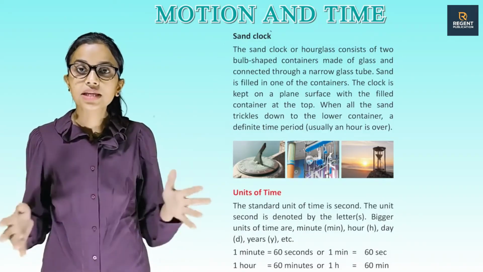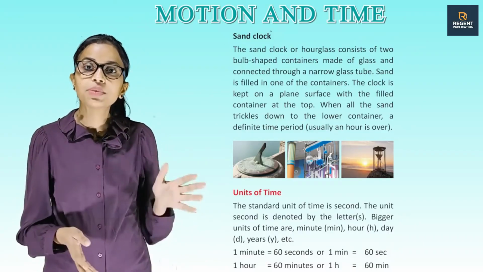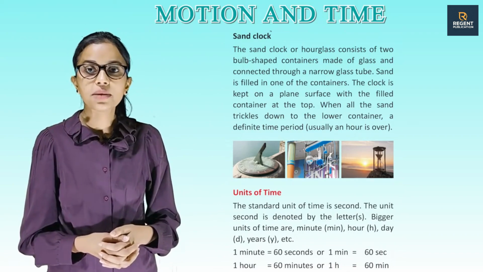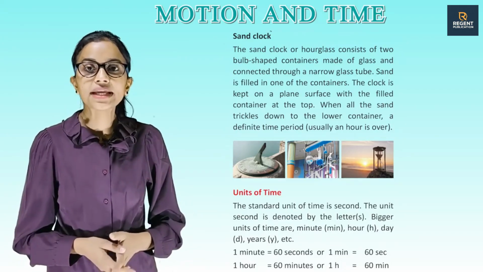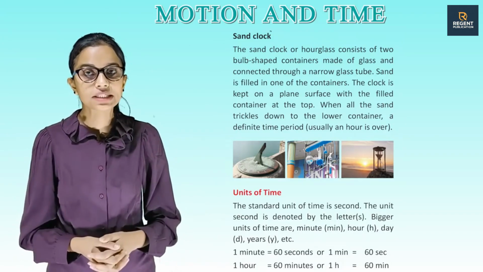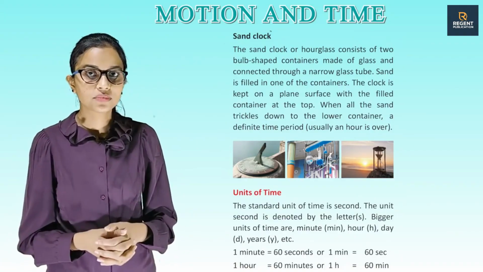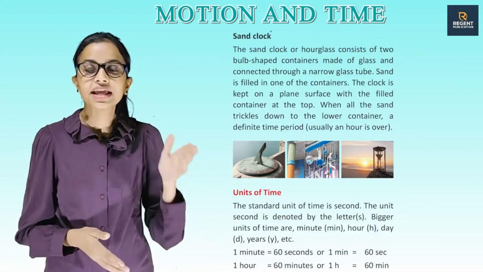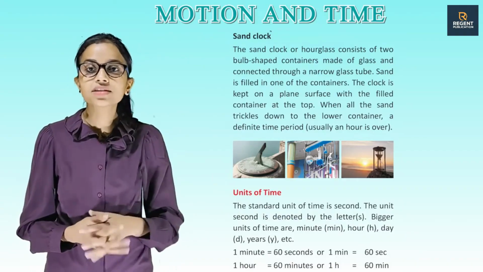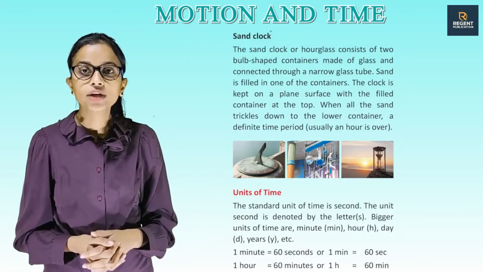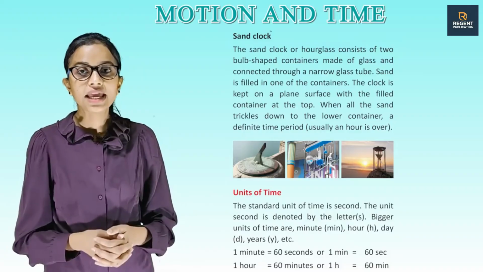Units of time. The standard unit of time is second. The unit second is denoted by the letter S. Bigger units of time are minute, that is MIN, hour, H, day, D, year, Y, etc. 1 minute is equal to 60 seconds. We can use the abbreviation of minute as MIN and seconds as SEC. 1 hour is equal to 60 minutes, or 1 H, that is hour, is equal to 60 MIN, that is minutes.